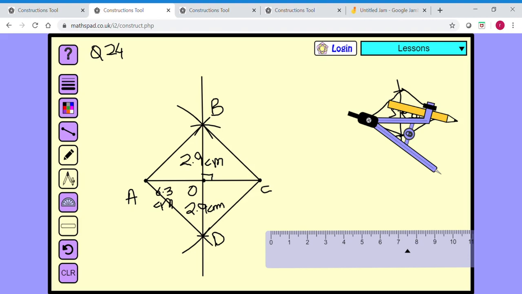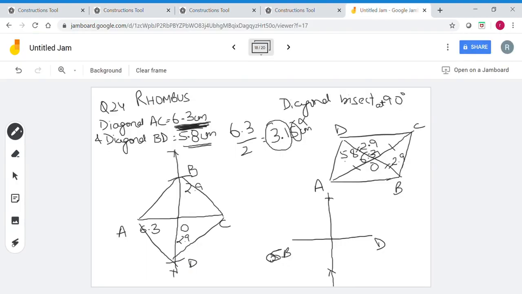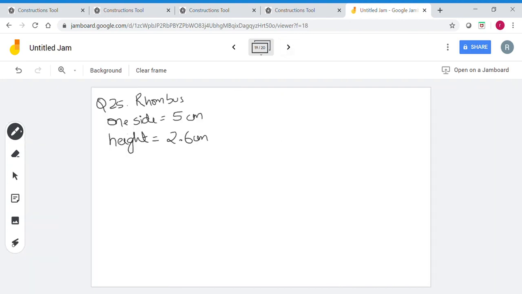The next question is question number 25. So let's do this question. Again, a rhombus, one side is 5 and the height is 2.6. So how do I do this construction? Let's draw a rough diagram. That's the first thing. I repeat, rough diagrams carry marks. So if you're not drawing a rough diagram, you'll end up losing marks.